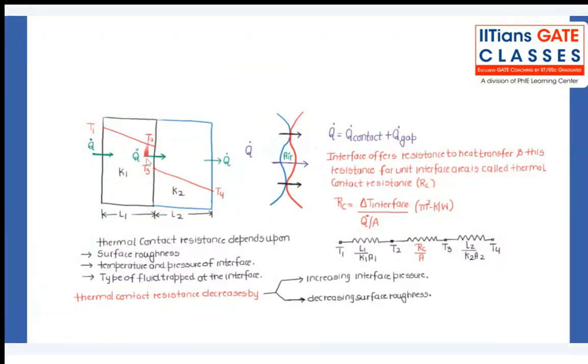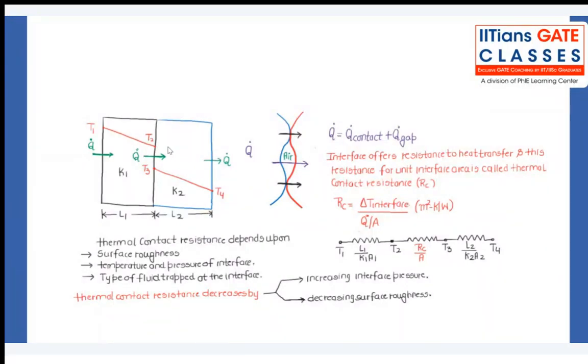It is not a perfect contact, because of which you are getting a contact resistance. Physically also, think, let's say you bring a hot metal and a cold metal. To transfer heat, you have to apply sufficient pressure to have that kind of a contact so that heat can get transferred.